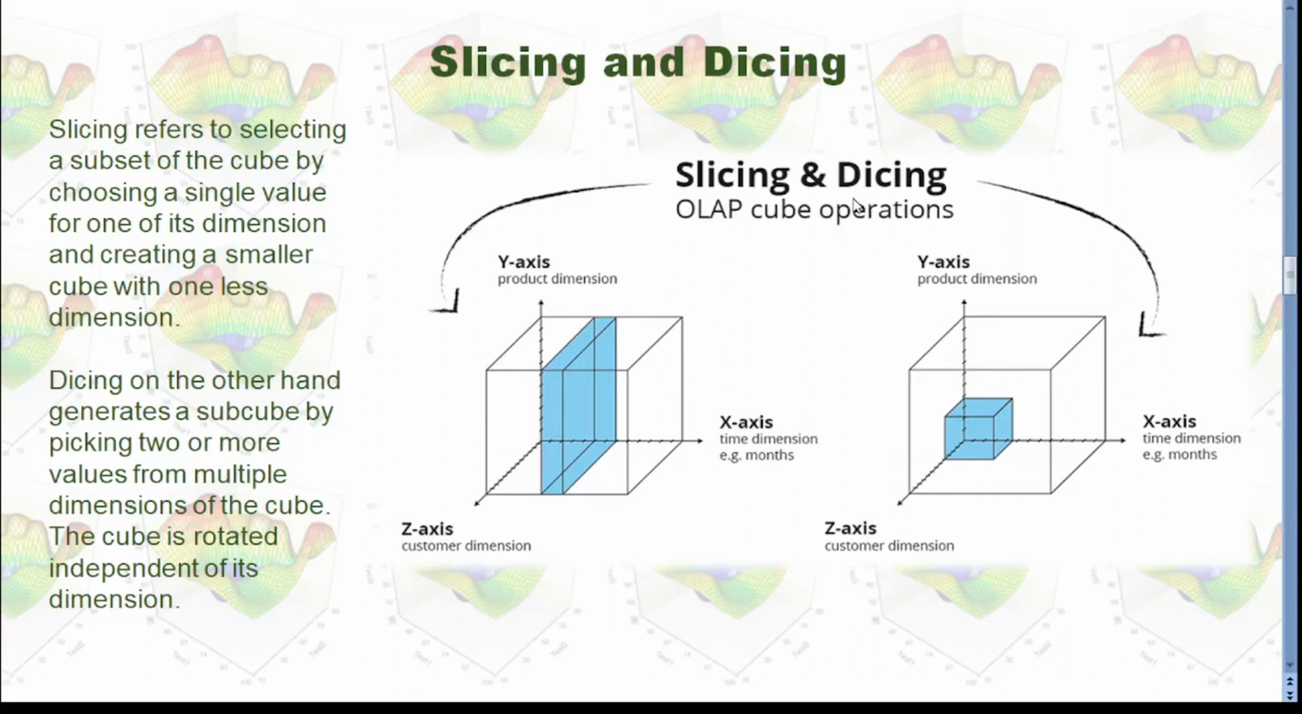Another concept is called dicing. Dicing, on the other hand, generates a subcube by picking two or more values from multiple dimensions of the cube. So, in this example, if you choose a certain time period, a certain type of customers, and a certain type of products, then you will have a smaller cube. This is called dicing.